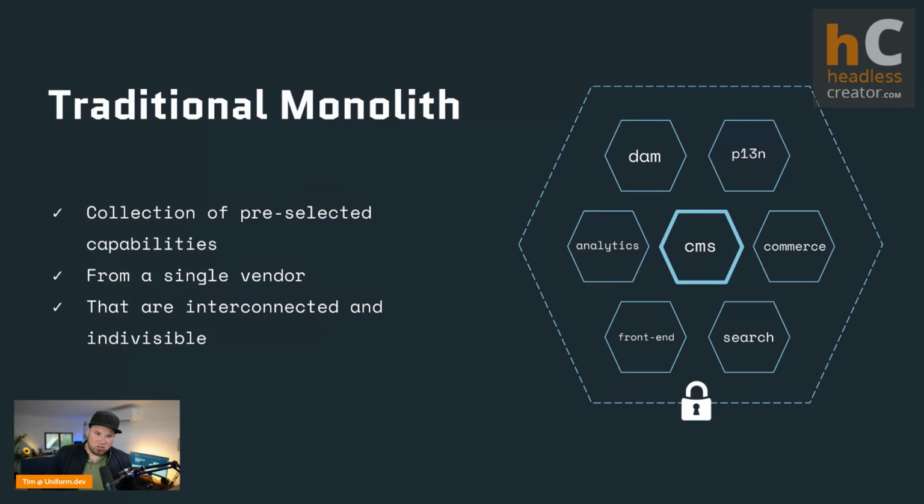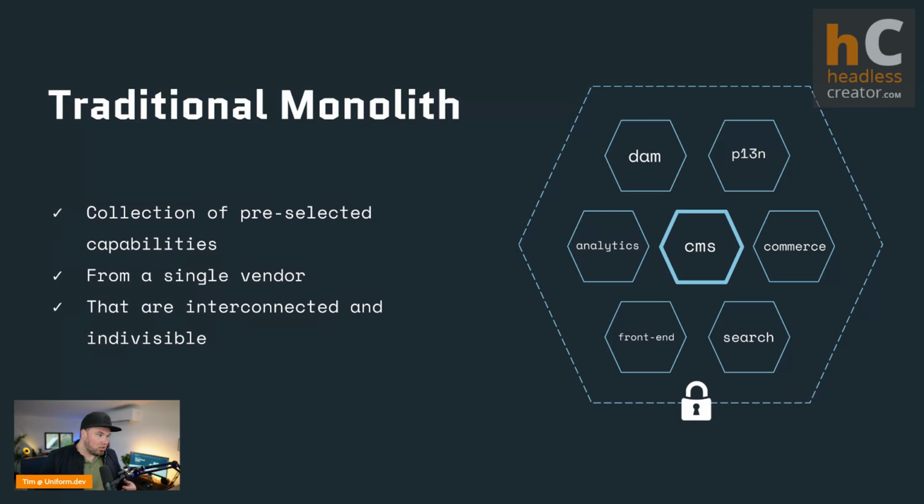So in the traditional monolithic systems, like the old school stuff, it's basically a collection of capabilities from a single vendor that are by design interconnected and indivisible, right? So traditional systems have interconnectivity because you have to be able to log into one system and deal with all of them at the same time. And you're not able to just remove one thing, or if you don't need all of it, not take these. It's the whole goal of this monolith to do everything for you.